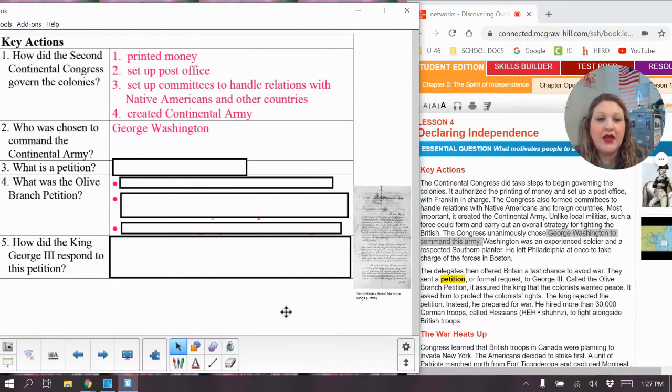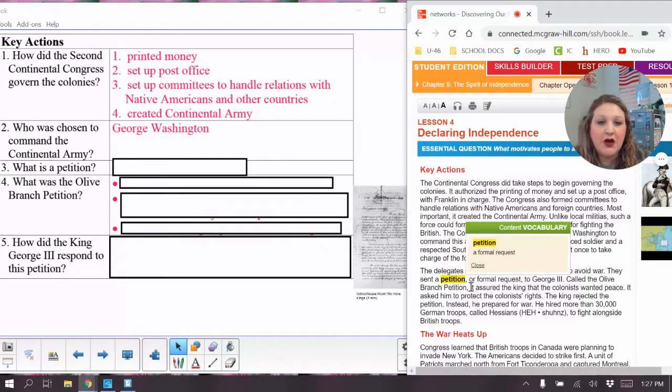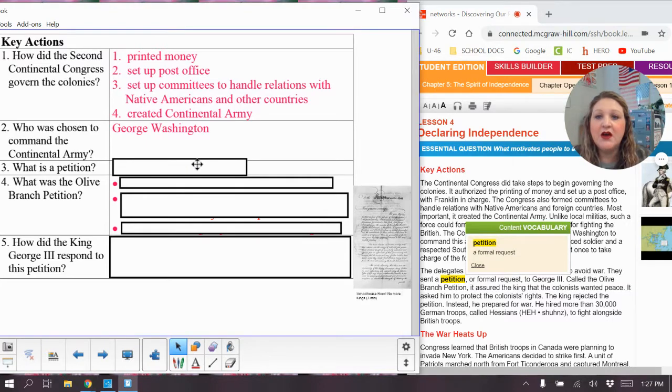So petition, again, it's highlighted there, which we've seen in the text before for a lot of vocabulary words. And I last time figured out that if you clicked on it, that it popped up there with the definition as well. So that was a new thing for me to see. So it is a formal request. So you are just asking something formally when you create a petition.